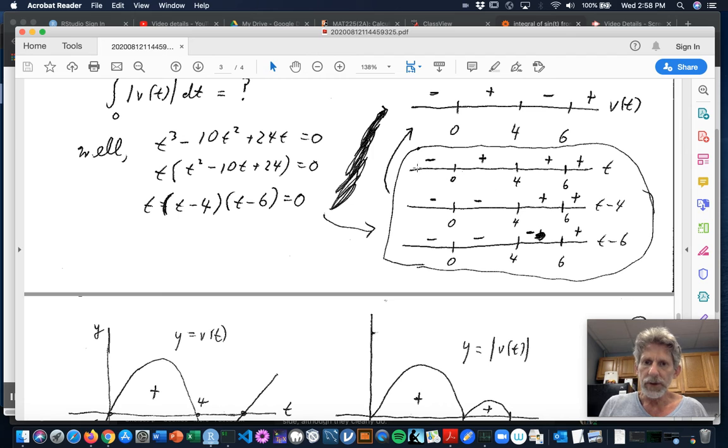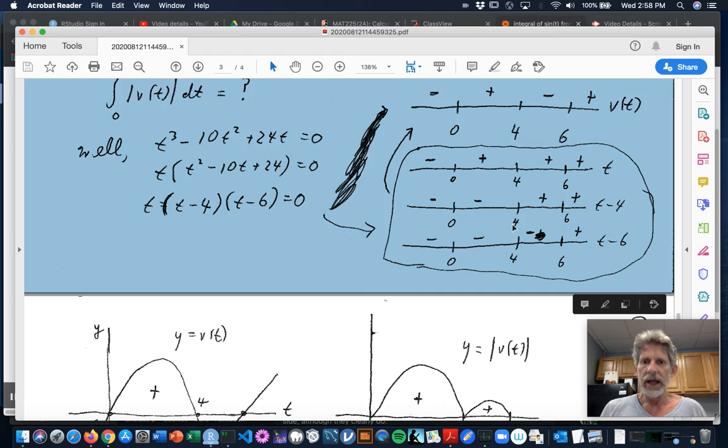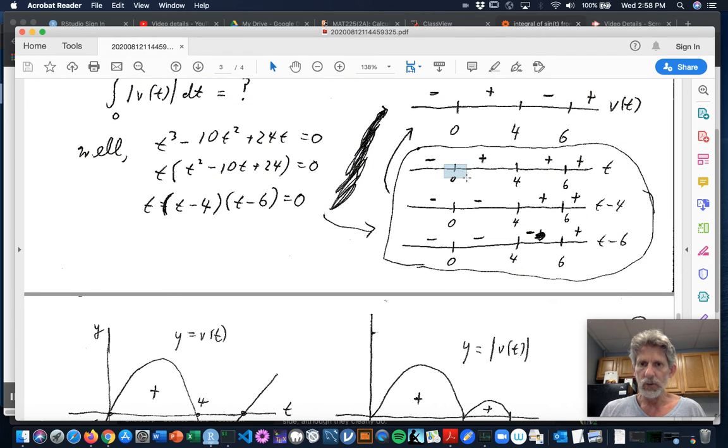And I write a real number line down for each factor. So there's the real number line for t, and here's the real number line for t minus 4, and here's the real number line for t minus 6. And I decorate each real number line with the zeros for v of t. So the places where v of t was 0, 0, 4, and 6, I just stick those on each of these number lines. And notice how I've written the number lines down so that they're right under each other. The numbers are lined up. That's going to be helpful.